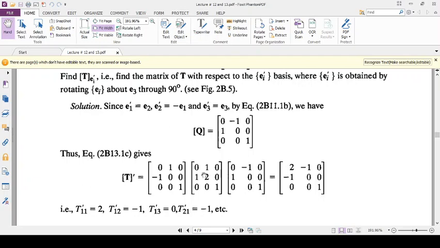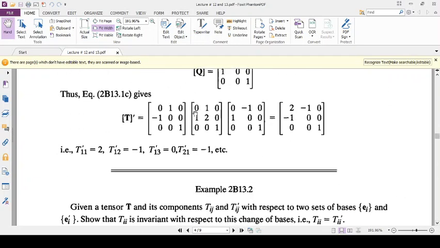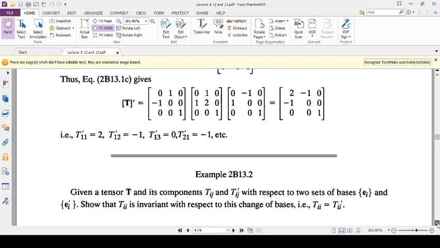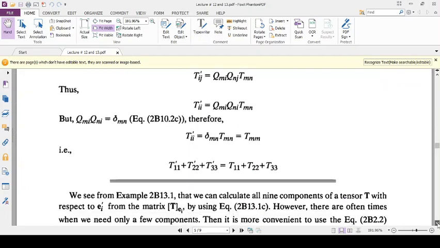You can apply this on your previous example. Here you can see that your T has T11 = 0, plus 2 plus 1 equals 3. Here T11 dash is 2, plus 0 plus 1 equals 3. So you can see that the trace remains invariant with respect to any change of basis.